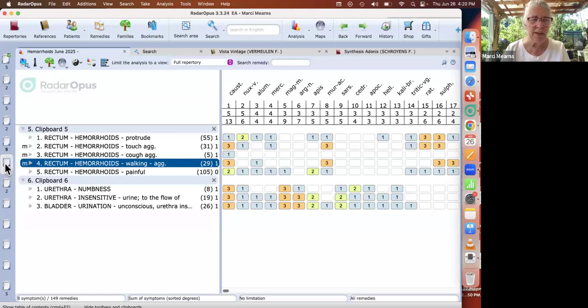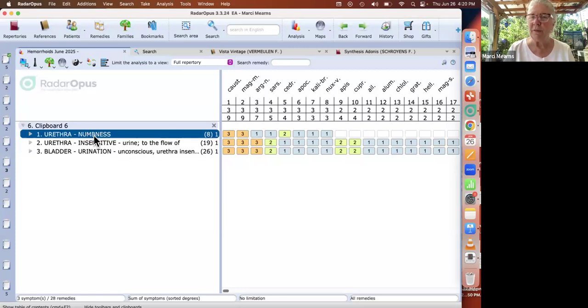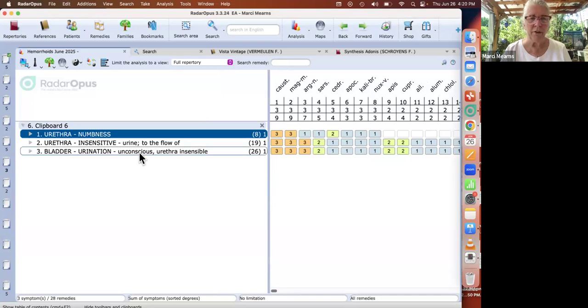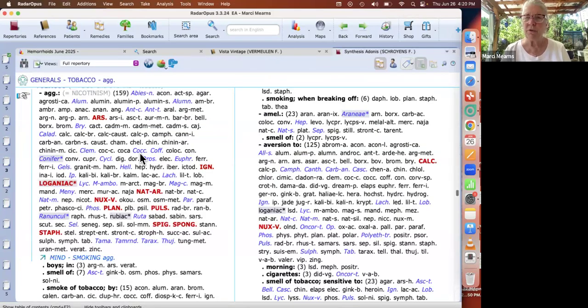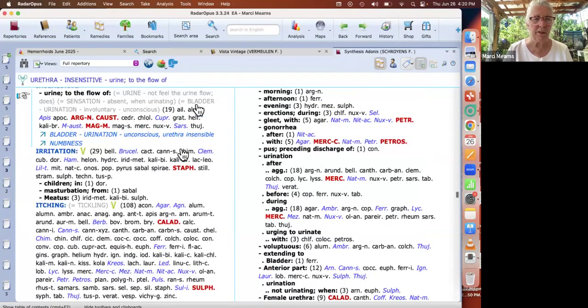The next clipboard we have, let's go to the numbness in the urethra. You know, there's not much here. Look at this. What a tiny rubric this is. Urethra numbness. I had to dig around a little bit, didn't I? Urethra insensitive to the flow of urine. And bladder urination unconscious, urethra insensible. Is that in the same repertoire as the other two? Yes, that's also in Synthesis. Oh, okay. And you'll see that here is the cross-reference, urethra insensitive to the flow of urine. Okay, so I used those.